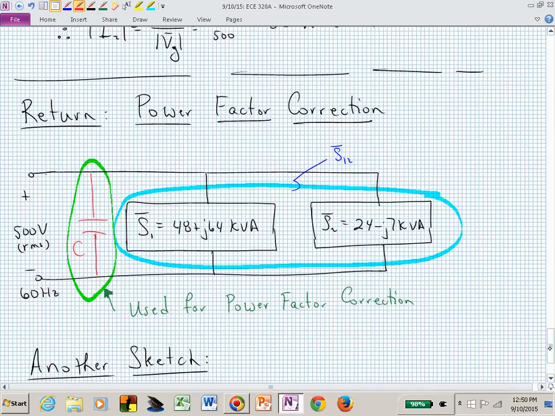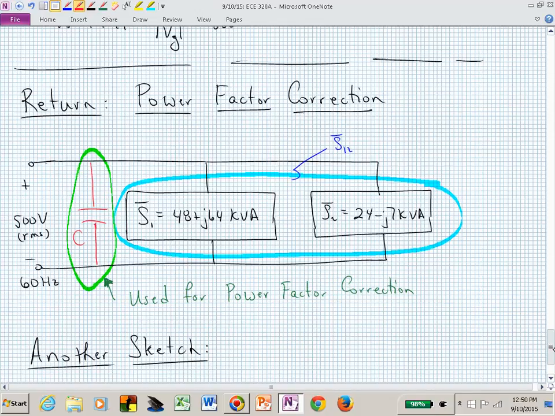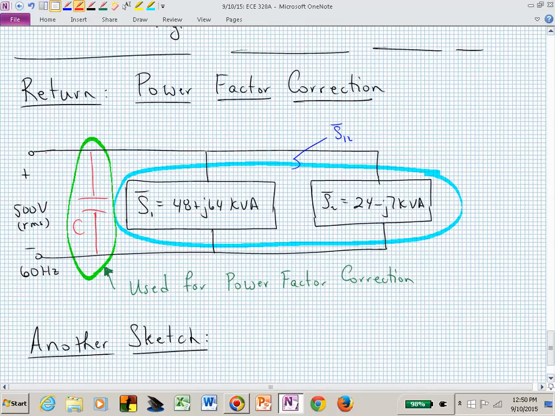Now, that was an aside on the currents. Let's go back to our power factor correction that we were trying to do. We found what was highlighted in the light blue. That was load 1 and load 2. We found those complex powers from the given information. What we now are interested in is determining this capacitor C that will in fact allow us to hopefully make that angle smaller in the overall system.